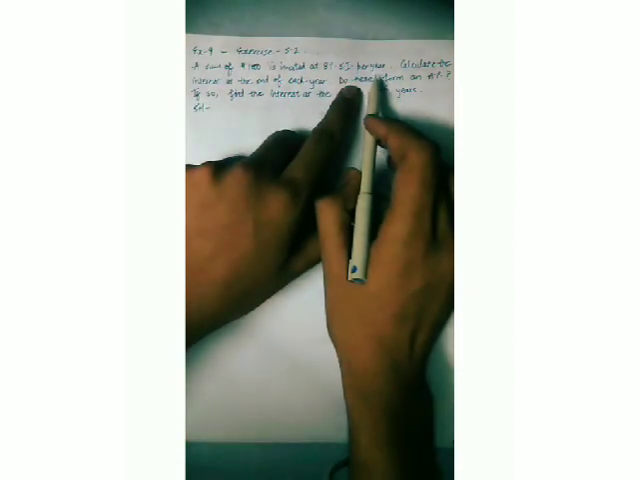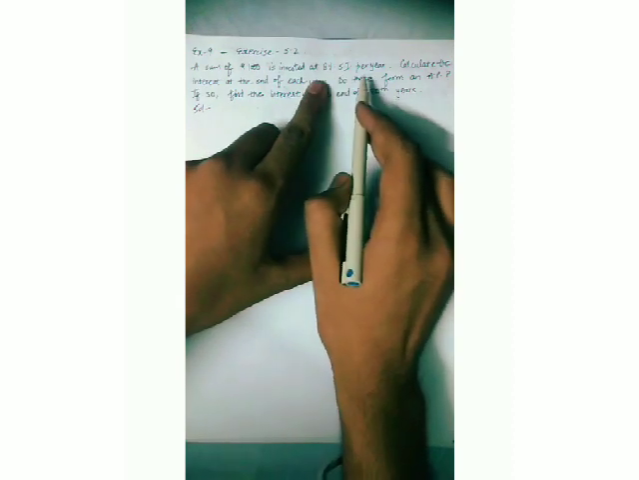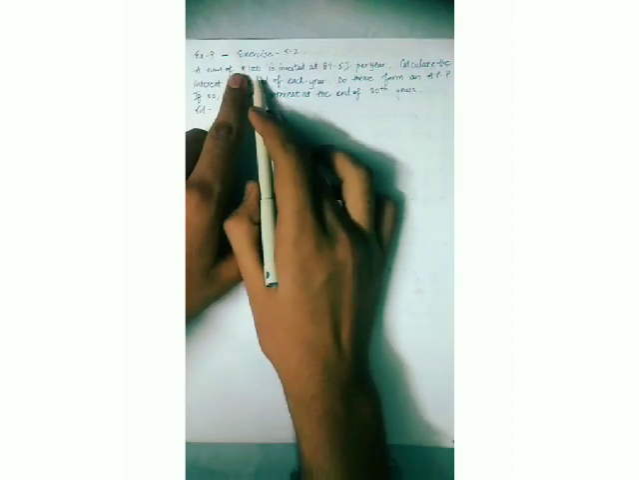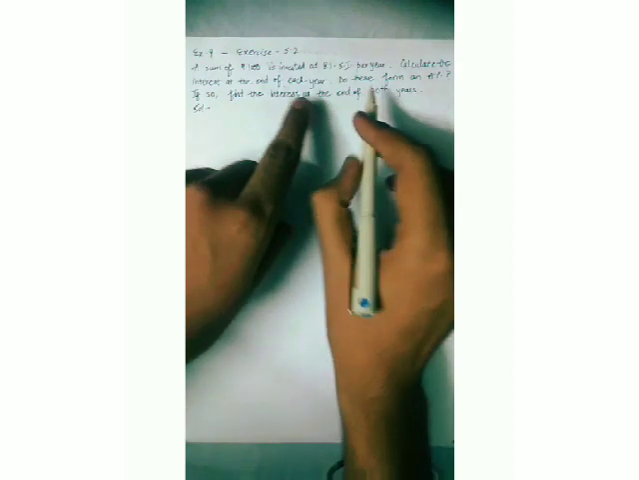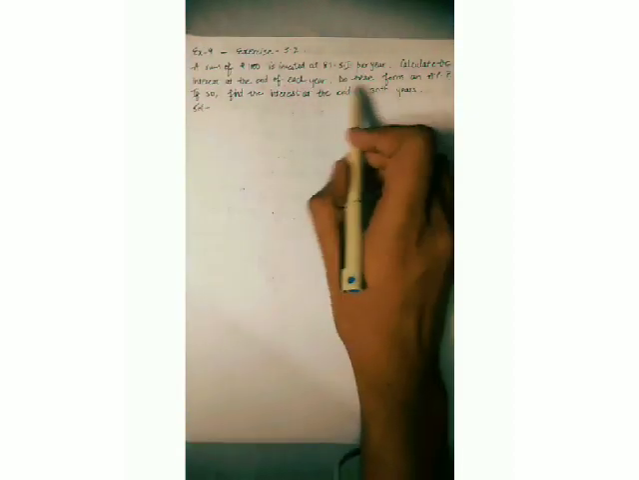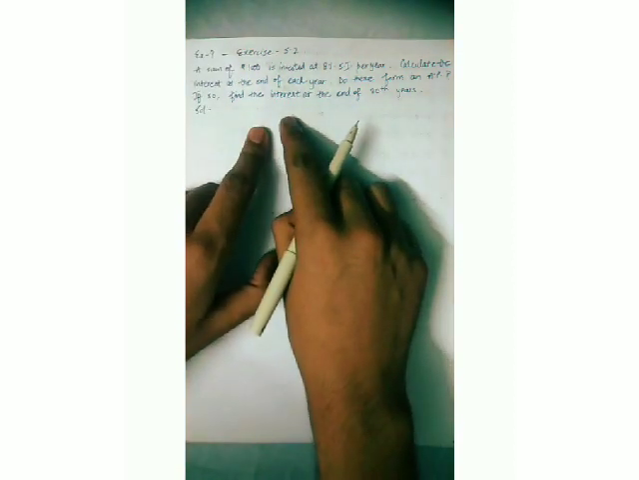A sum of ₹1000 is invested at 8% simple interest per year. For a single year, at 8% simple interest, ₹1000 is invested. Calculate the interest at the end of each year, like for the first year, then second, then third, and so on. Do these form an AP? Once you find the principal amounts and the simple interest, you will see that they are forming an AP.